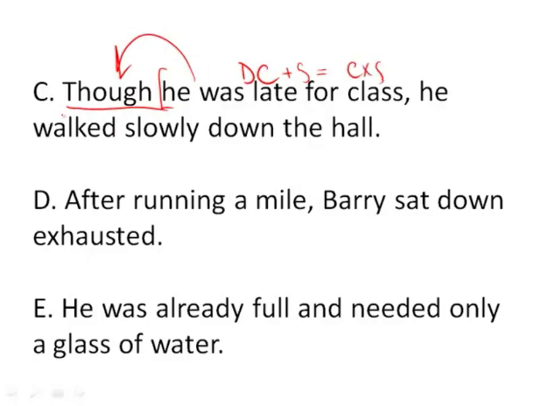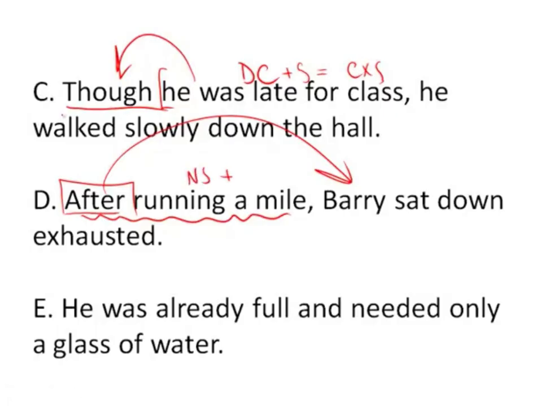Let's look at D. After running a mile, Barry sat down exhausted. Another example. After. Point in time. After this happened, Barry sat down. Barry sat down exhausted is a sentence. Of course, after running a mile is not a sentence. And we have here, again, this word after. That shows us that we are now dealing with a complex sentence because we've taken a dependent clause, or we've taken a not-sentence, and we've added it to a sentence.